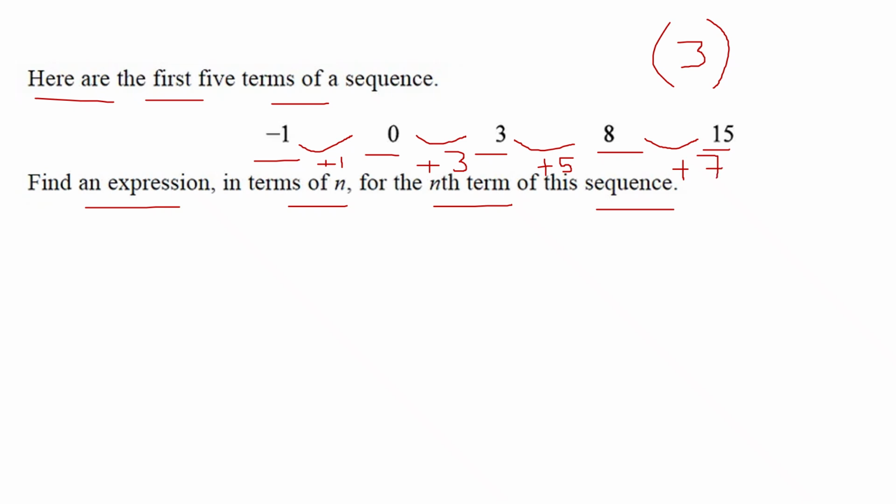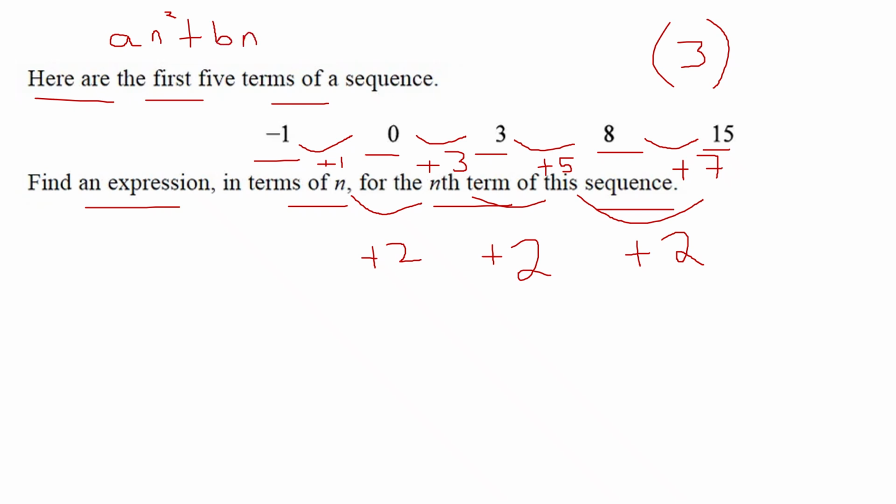We're now going to work out the difference of the difference, or the second difference. From 1 to 3, we add 2. From 3 to 5, we add 2. And from 5 to 7, guys, we again add 2. So when you have a second difference, always think it's going to be a quadratic sequence, in the form an squared plus bn plus c. Whenever you have a constant second difference, it is always going to be a quadratic, or an n squared, a power of 2.